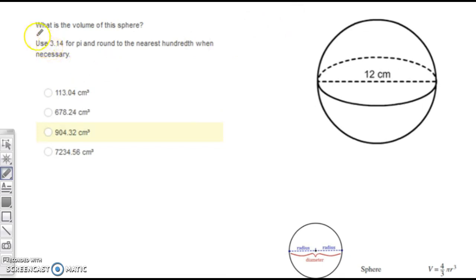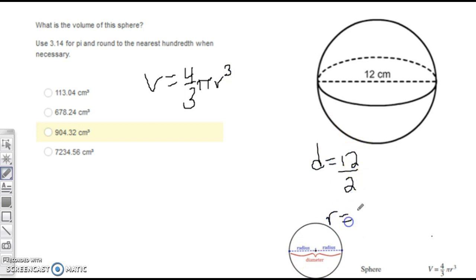All right, what is the volume of this sphere? And it does say use 3.14 for pi. So in the picture, they give us the diameter, and there's nowhere to plug in the diameter into your volume formula. So we want to make sure that we don't use the diameter. Be really careful about that. We need the radius cubed. And just as a reminder, to turn a diameter into a radius, you just divide it by 2. So if the diameter was 12, we divide it by 2, and our radius is 6.